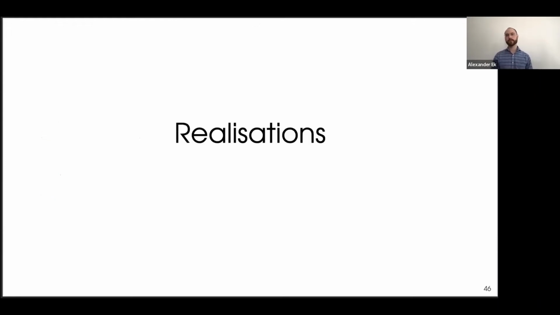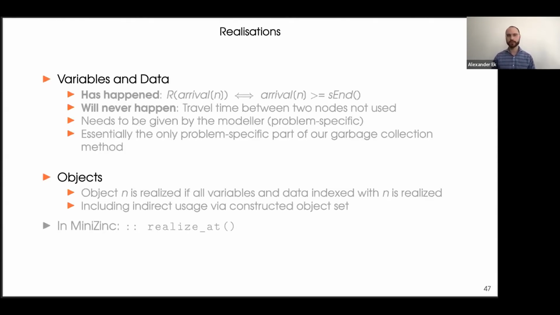Okay, let's first look at realizations. This is an important concept. So let's first look at variables and data. Either it has happened, and if it has happened, then it's realized. So let's say we're driving a truck. When we arrive at node N, that decision is realized when the arrival time is less than the current time, so that means that it is in the past. Or it will never happen again.